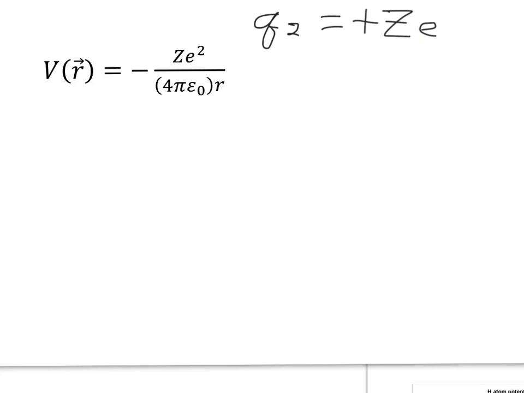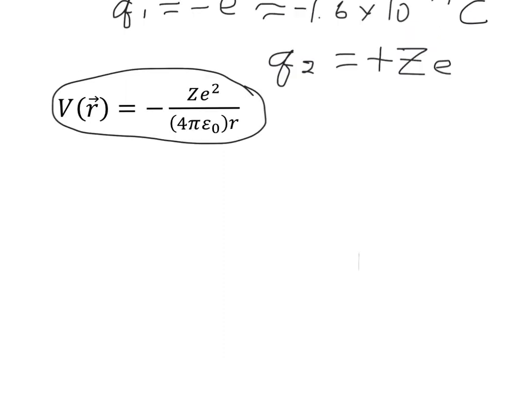Okay. Putting these into the equation for the potential energy, Q1 being minus e, Q2 being plus Ze, we wind up with this general formula for the potential energy associated with an electron and a positive nucleus. So V(r) is minus Ze squared over 4 pi epsilon naught r, where r is the distance between them.